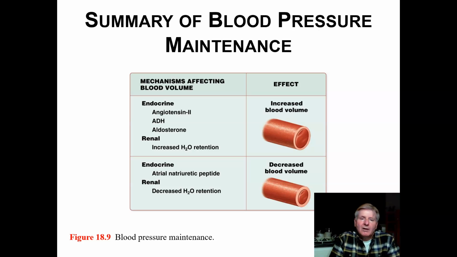Okay, and then your endocrine system affecting blood volume would be through the hormones angiotensin II, ADH, and aldosterone. And your renal mechanism is increased water retention. Those three factors will increase blood volume, thus your blood pressure will be increased. And the endocrine system through the release of ANP, and your renal mechanism through the decreased retention of water, will cause a decreased blood volume. Okay. And that will serve to reduce blood pressure.